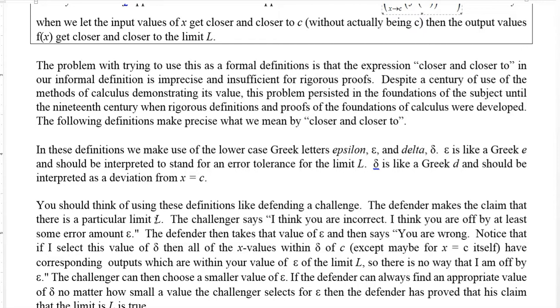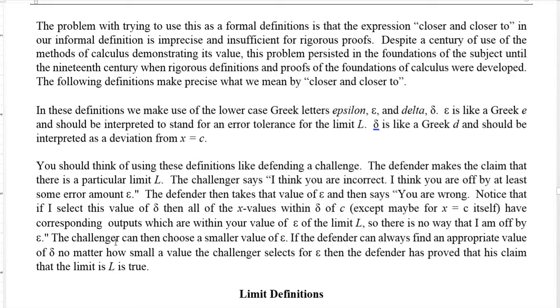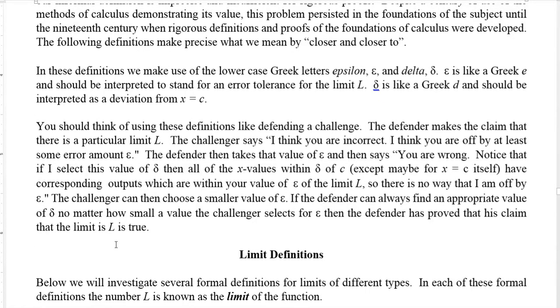Well, then all the defender has to do, if the limit's really right, is pick an even smaller value of delta. Now, if the defender can always find an appropriate value of delta, no matter how small a value the challenger selects for epsilon, then the defender has proved his claim, and the limit L is the true limit.